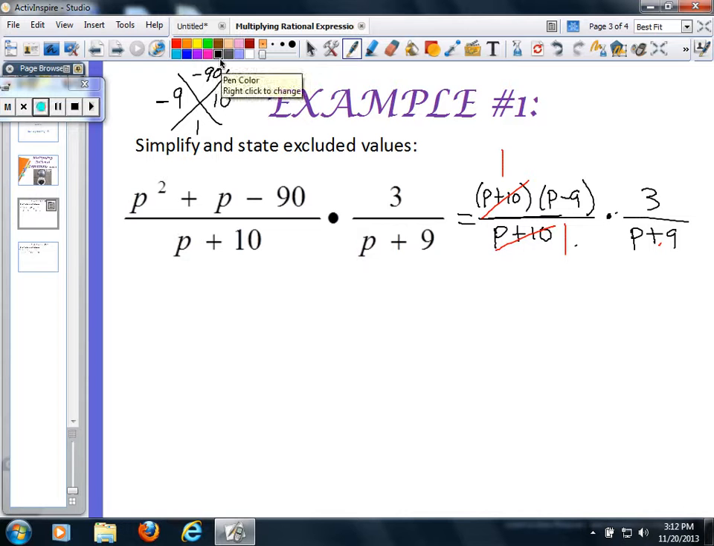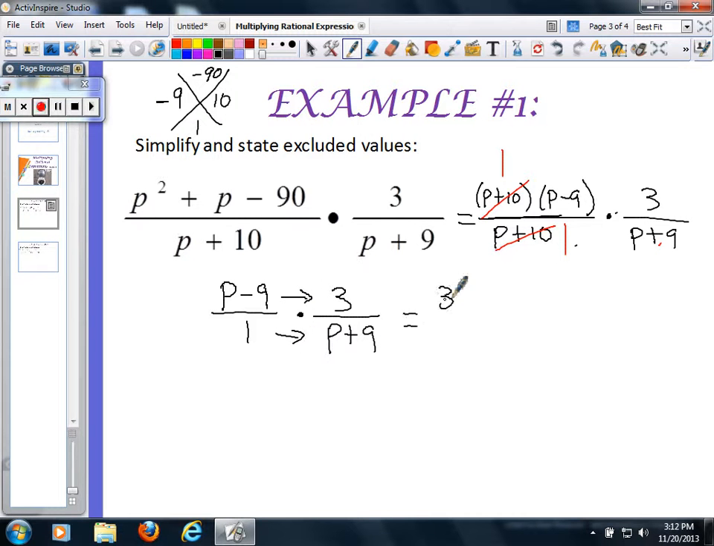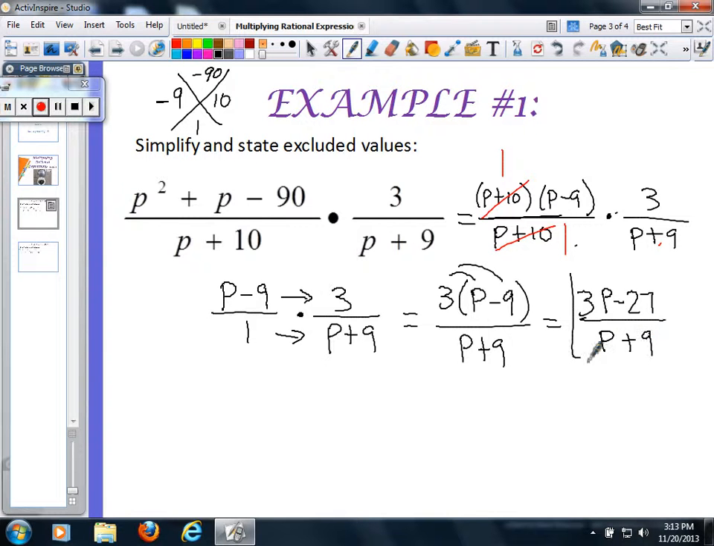So my new equation now becomes p minus 9 over 1 times 3 over p plus 9. And we do our multiplication, so I multiply straight across, which is 3 times p minus 9 over p plus 9. Nothing cancels here, so now for my actual answer, I need to distribute the 3, and this becomes 3p minus 27 over p plus 9. And this is my answer for question number 1.